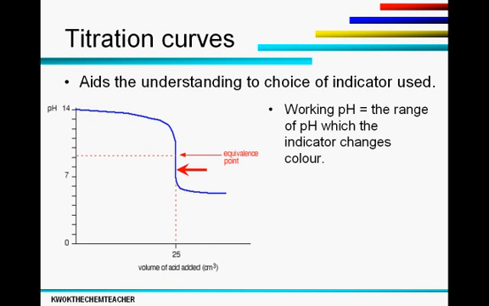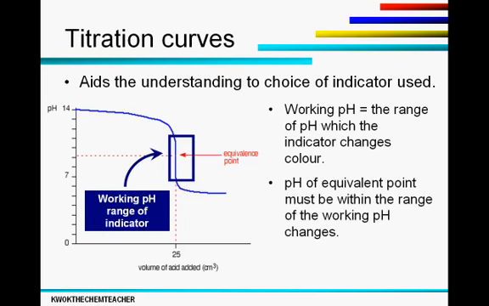Now, the titration curve will show a sharp drop in pH, indicating the completion of the titration reaction. This sharp drop explains why indicators will show a color change at the end of the titration. Do note that when we pick an indicator, the pH of the equivalence point must be within the range of the working pH changes of the indicator. Otherwise, we would not be able to detect the end point of this titration reaction.